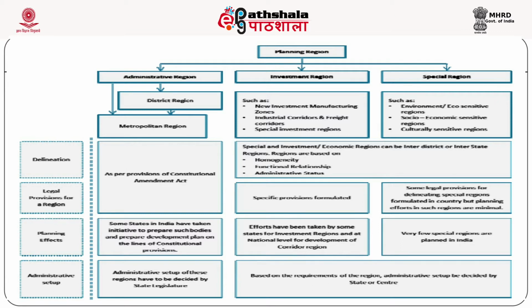as per the first thing is to define the metropolitan region. What is it as per the legal provision? So as per the provision of the Constitutional Amendment Act, the metropolitan region is defined, delineated and then planned for. So we see that some states in India have taken the initiative to prepare the authorities as metropolitan planning committees, that is MPCs, as part of the Constitutional Amendment Act in order to plan for these areas.